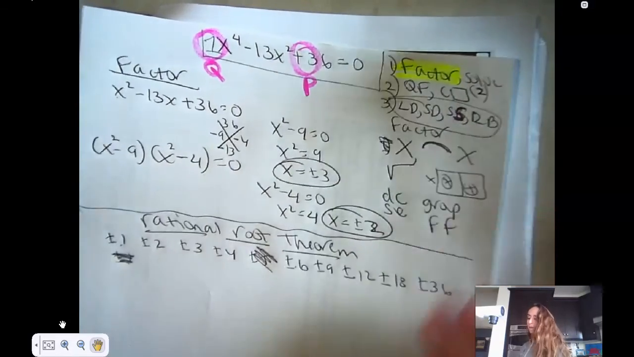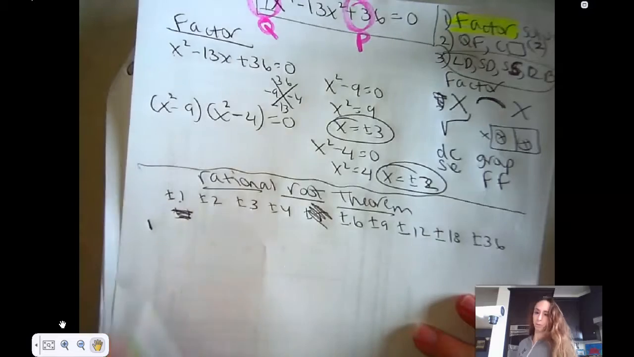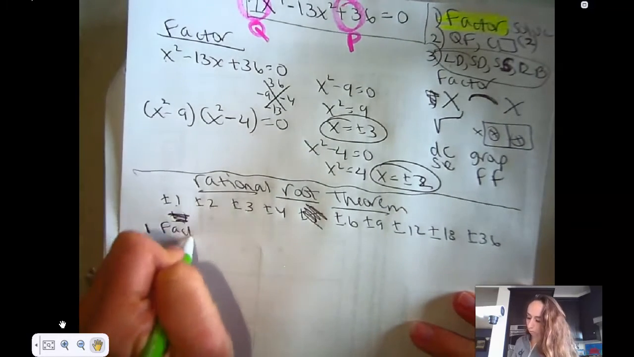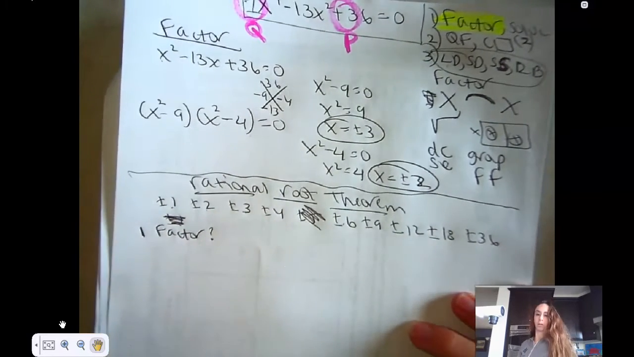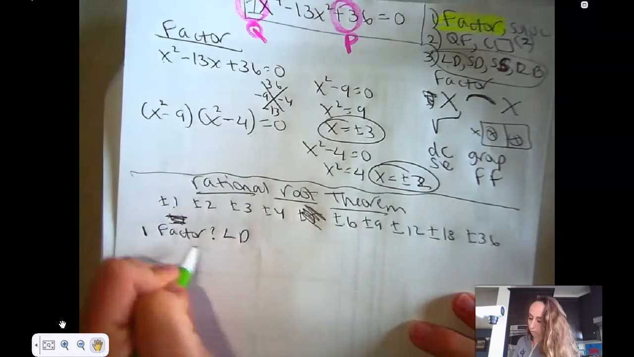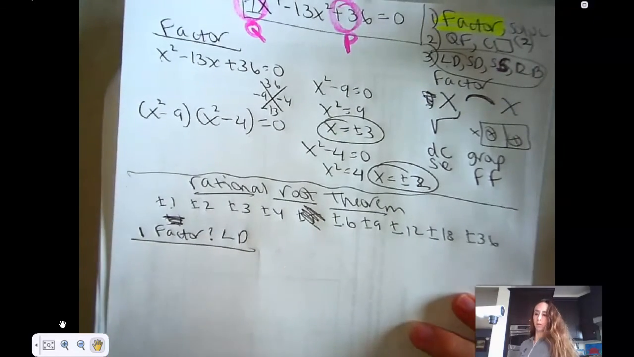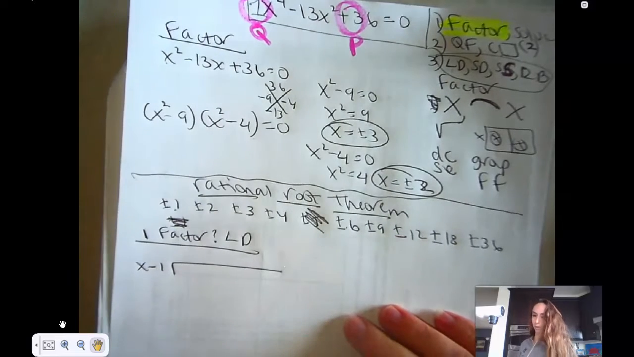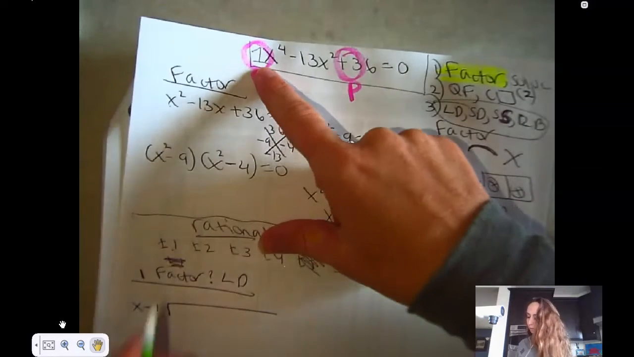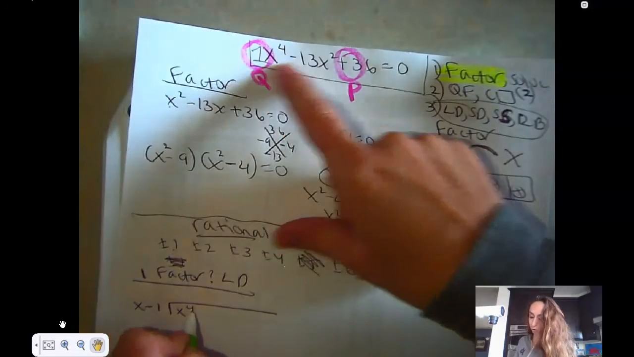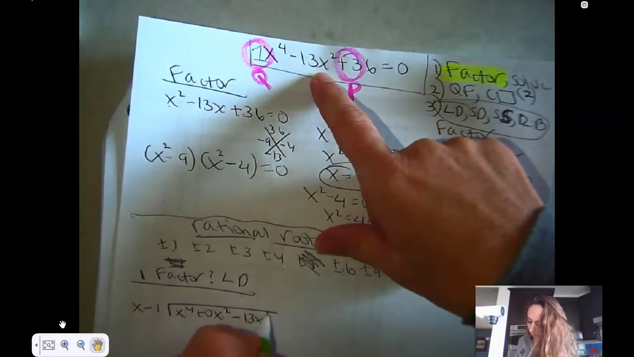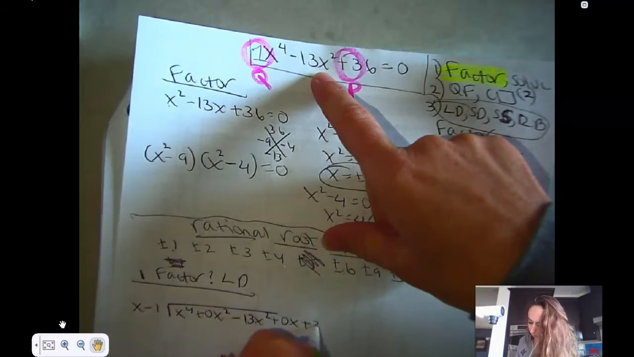Yuck. And I think 1 is a possible factor. So I want to find out if 1 is a factor by long division. Okay? So then I would have to go backwards, and I would have x minus 1 divided into the original, x to the 4th. But remember, there's no x cubed. Minus x squared plus 0x plus 36.